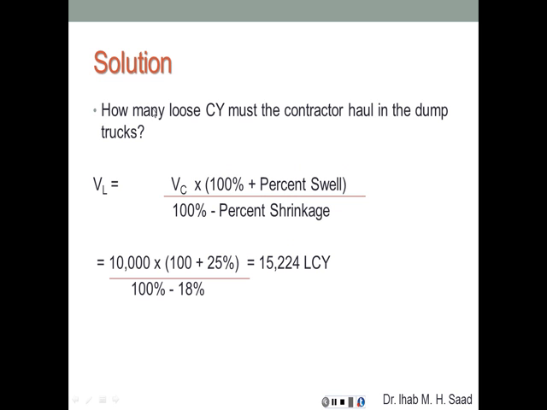So how many loose cubic yards must the contractor haul in the dump trucks? The volume loose is going to be the volume compacted, again using the same equations that we learned about before, times 100% plus percent swell divided by 100% minus percent shrinkage. So it's going to be 10,000, that's the compacted volume that we know about, times 125% divided by 82%. And that gives 15,224 loose cubic yards. So when you measure the soil on the trucks, which is going to be loose, this is the volume that you need to bring to the site.